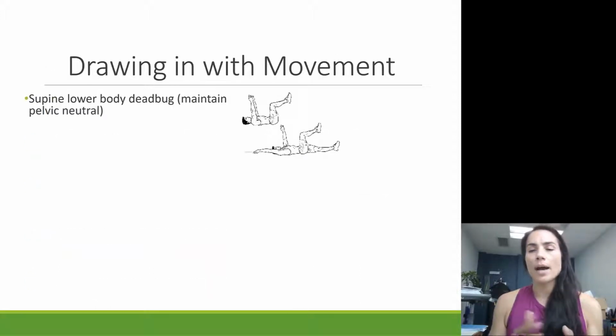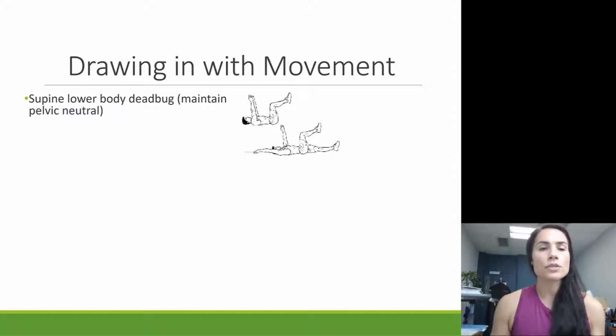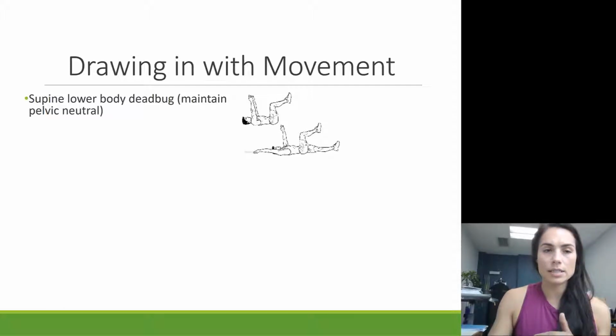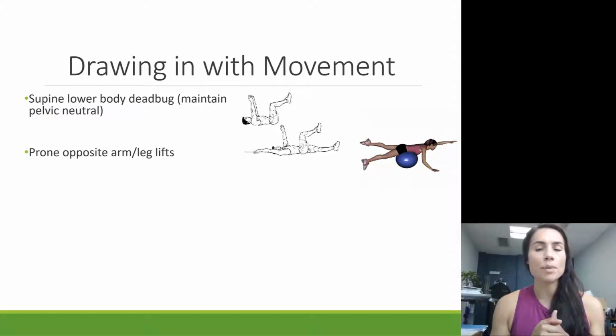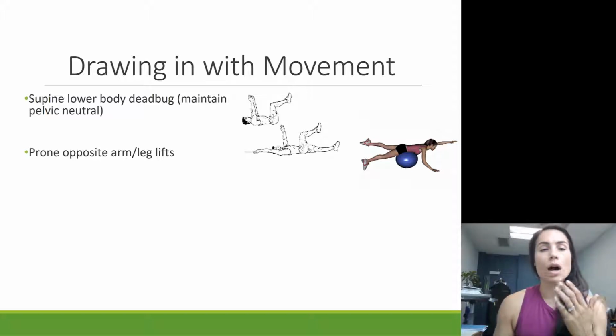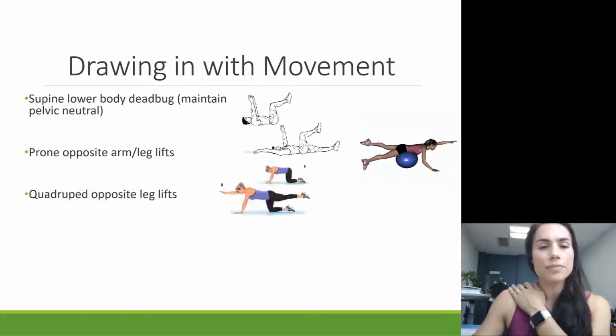So here are some other movement patterns, and these are a little bit more advanced, but again, these are good to use. Okay, so first is supine lower body dead bug. We all probably know what dead bug is. Essentially, you're laying on your back, and you have opposite arm, opposite leg, trying to meet in the center and go back down while maintaining a neutral pelvis. Prone opposite arm, opposite leg lifts. So you could do this on a fit ball. You can do this laying down, whatever you want the progression to be. But again, you're lifting the arm and leg opposite of one another.